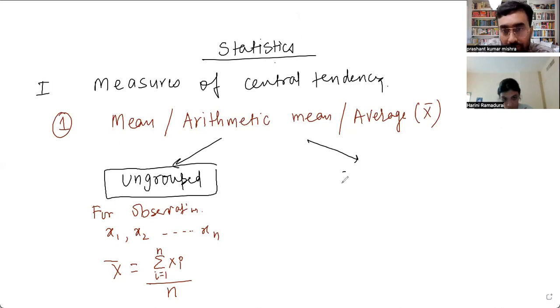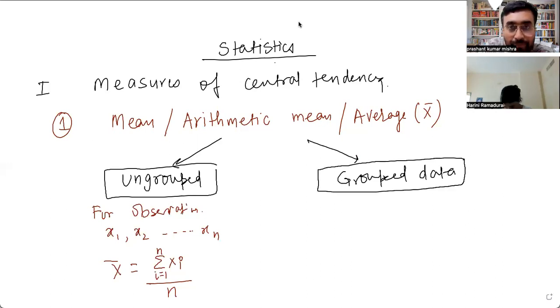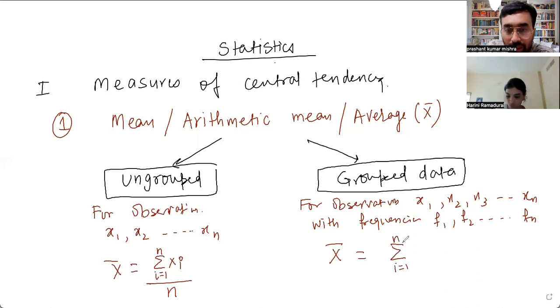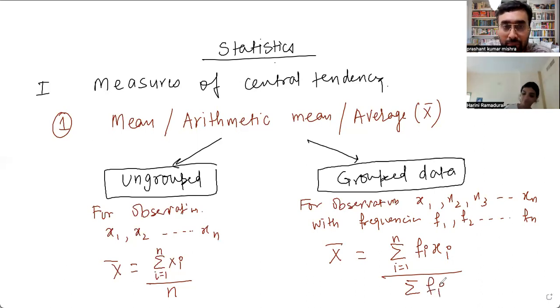Then we have the grouped data, where the frequency is given. For the grouped data, we will have observations x1, x2, x3 till xn with frequencies f1, f2, and so on till fn. So the mean in this case will be the summation, sigma i equals 1 to n, of fi into xi over the summation of fi. This is the mean or arithmetic mean.